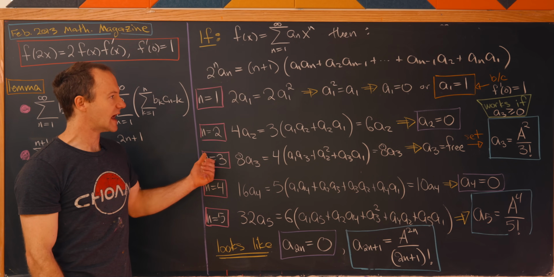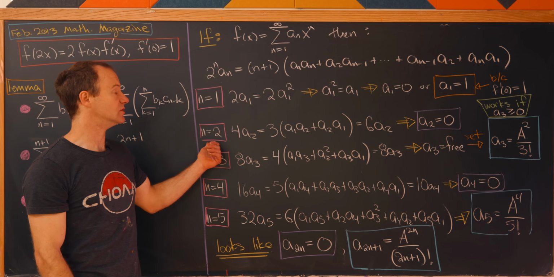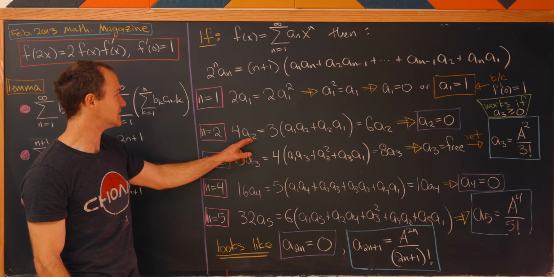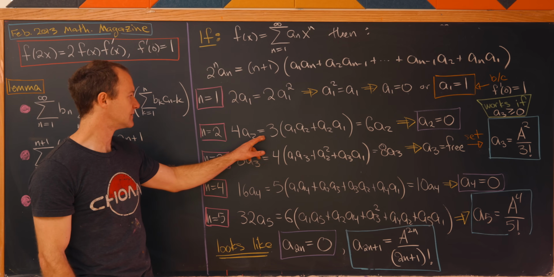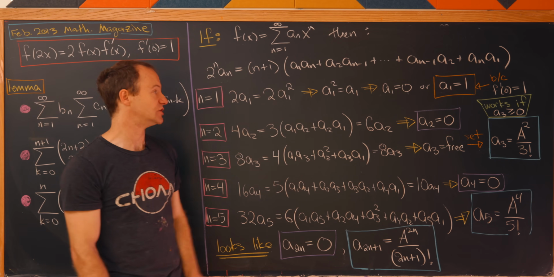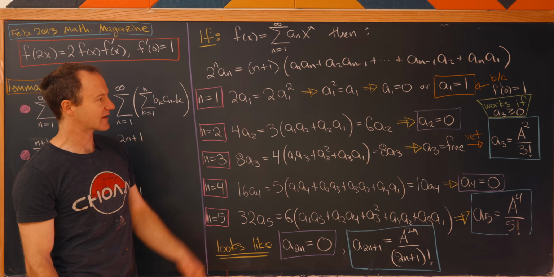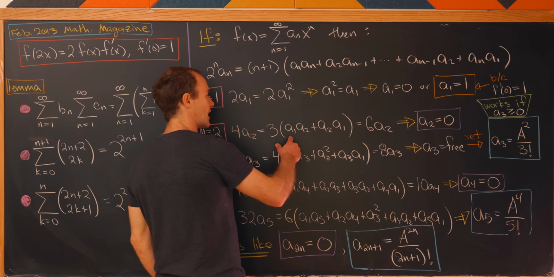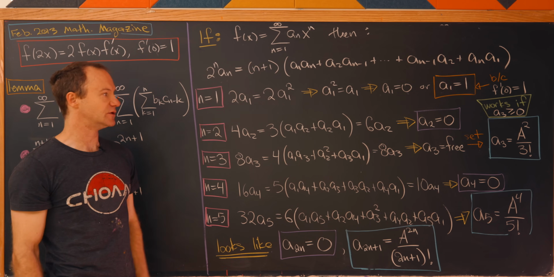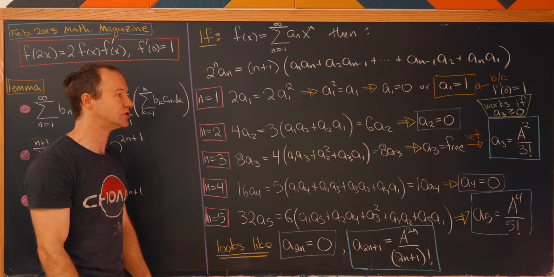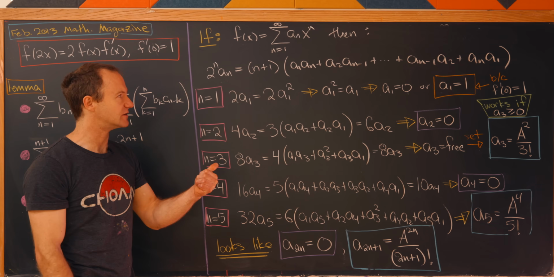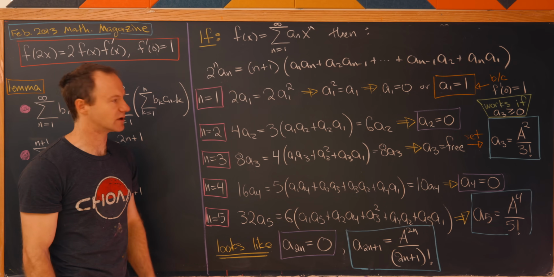Okay, so now let's look at n equals 2. In that case, this recursion reduces to 4 times a2, that's 2 to the 2 obviously, equals 3 a1a2 plus a2a1. Now using the fact that a1 is 1, this right hand side simplifies to 6a2. But if 4a2 equals 6a2, that means that a2 is equal to 0. Okay, so we know a0 is 0 and a2 is also 0.